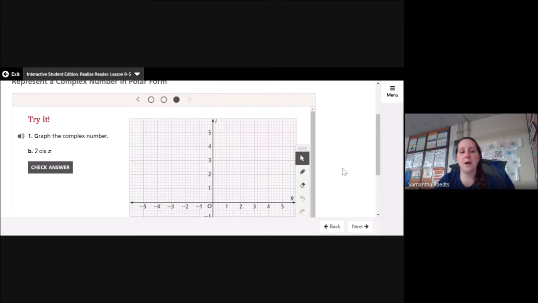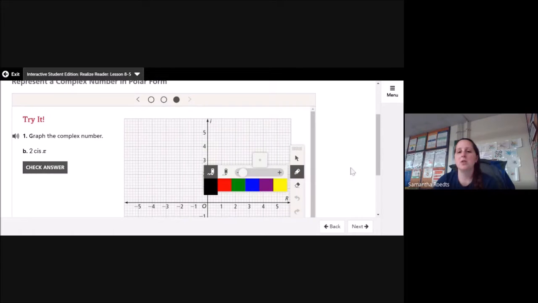All right, for the second try problem, I have 2 cis pi. So this is 2 cosine pi plus i sine pi. Remember, that's how we're talking about it. So if I'm looking at cosine and sine of pi, that's going to put me over here at -1, 0. So my cosine is -1, my sine is 0 for pi. But I have a 2 out in front, so I'm just going to multiply that answer times 2. So I start here at 0, and then I'm going to go to -2.